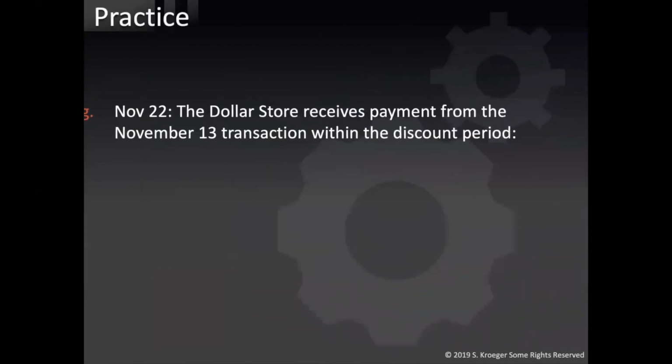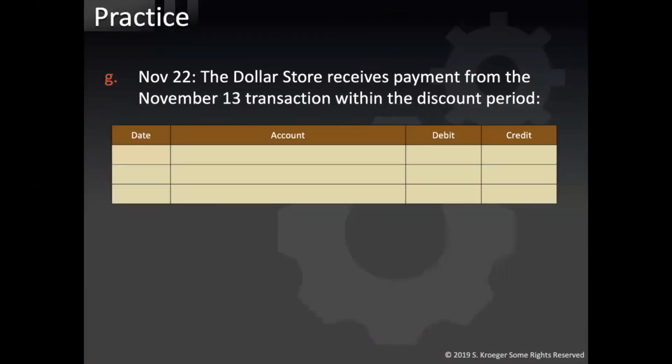This is part G on your classwork. On November 22nd, the dollar store receives payment from the November 13th transaction within the discount period. First, let's input the account names since they are exactly the same as what I just showed you. We debit cash and sales discounts, and we credit accounts receivable. Now let's put in the amounts. I personally like to begin at the bottom by putting in the full amount of what we are owed.